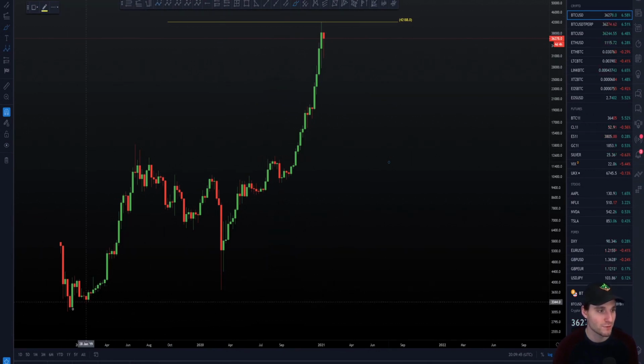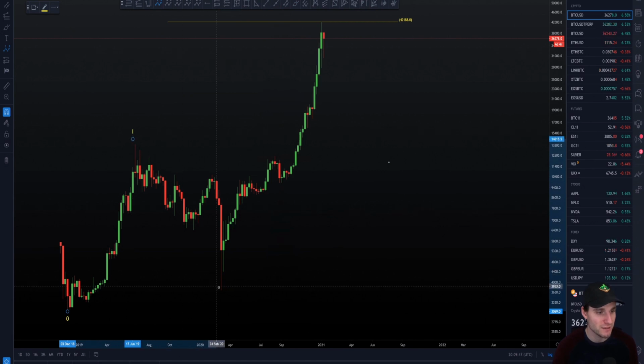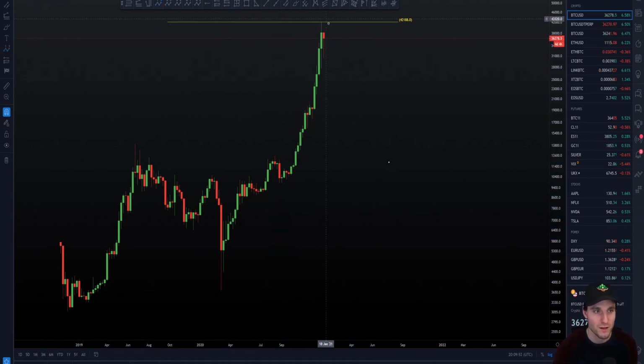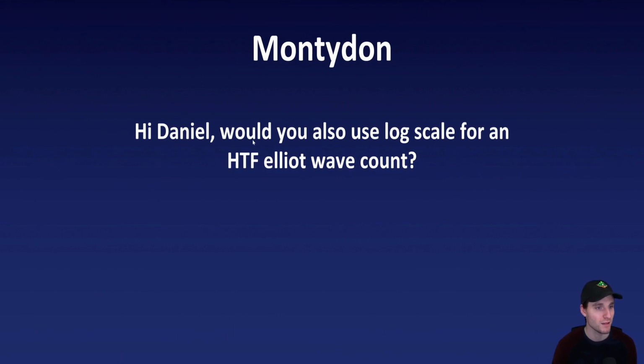Okay, so if you've got a little understanding of Elliott waves, you could say it was this. Okay, and that was potentially wave 3. We could go higher, but you're basically just looking at this impulse to that impulse. Okay. Hi Daniel, would you also use log scale for a high timeframe Elliott wave count? The answer is yes.